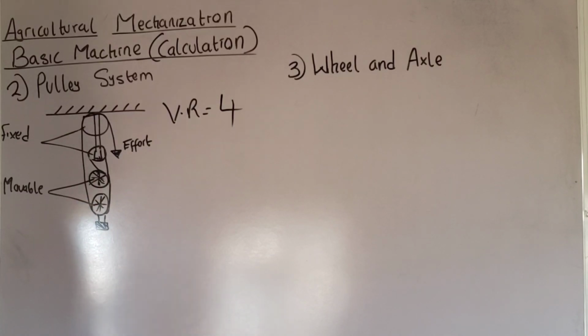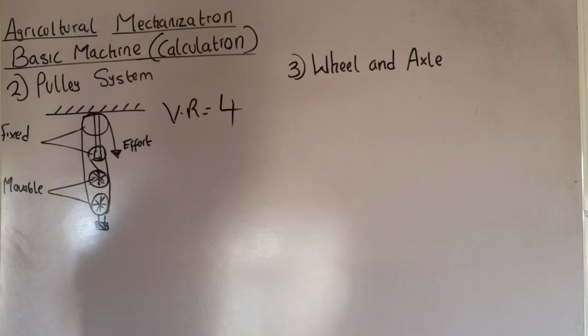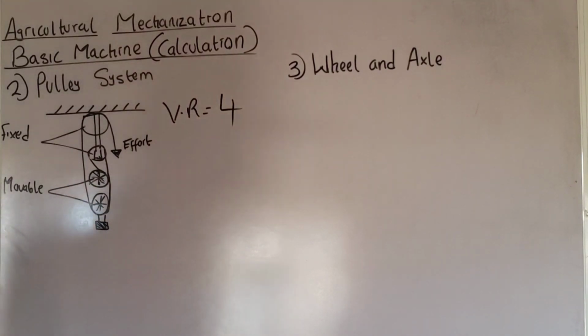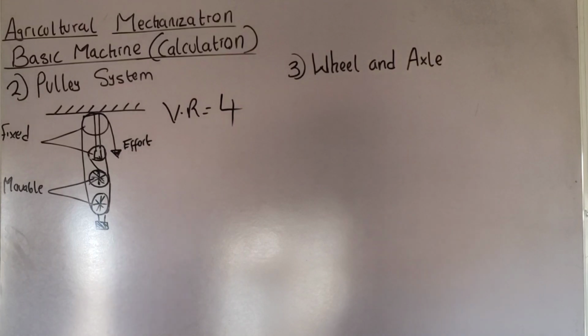In this class, we're going to proceed with the calculation on the basic machines that we discussed in our previous class. We have done two of these basic machines. These include the lever and the pulley system. Now we're going to have questions on wheel and axle, you understand? Okay, so please, I want you to pen this down.